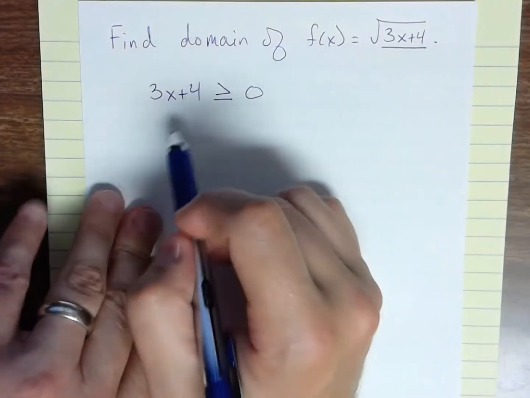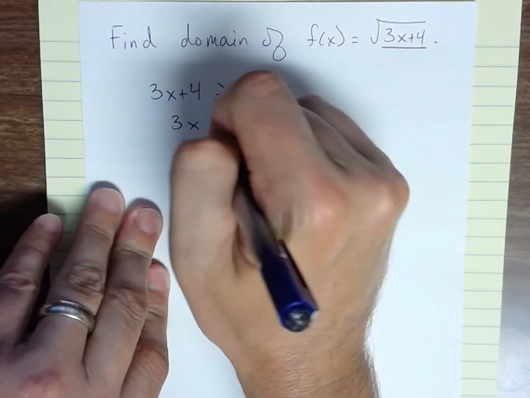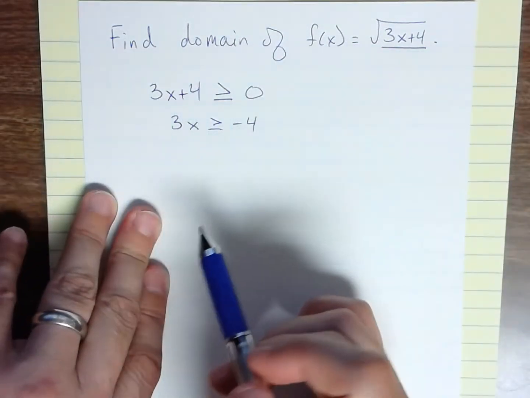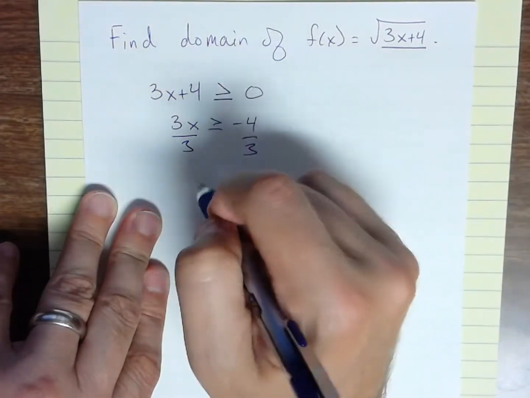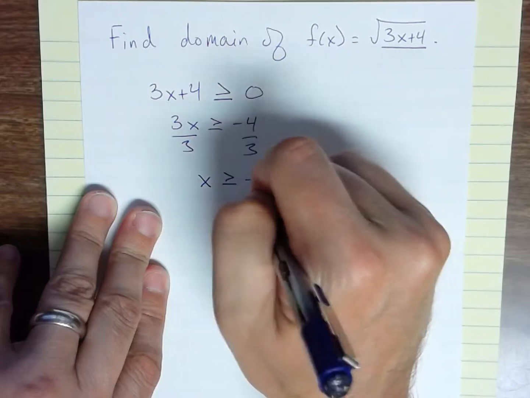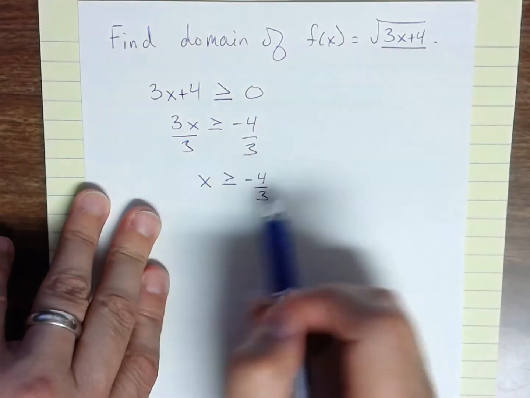Well, let's solve it, not too bad. So let's subtract 4 over. So 3x is greater than or equal to negative 4. Again, I just subtracted 4 from both sides. Divide that 3 over. So x is greater than or equal to negative 4/3. So that's inequality form.